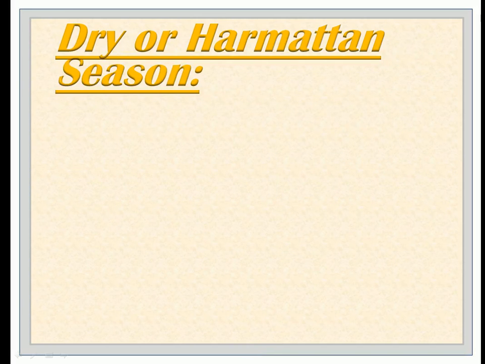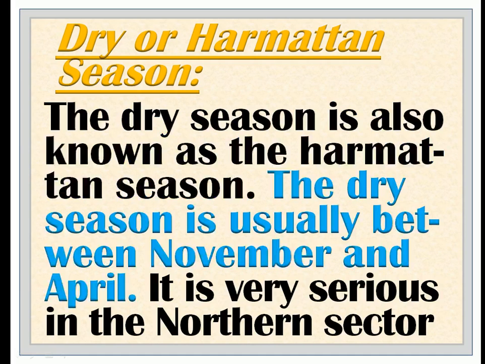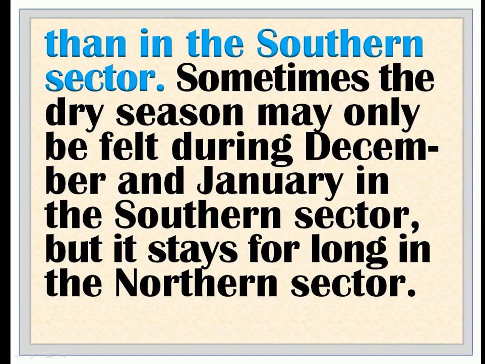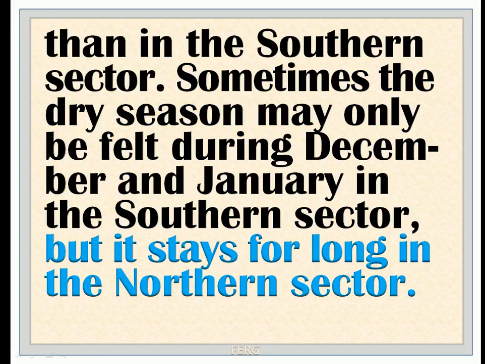Dry or harmattan season. The dry season is also known as the harmattan season. The dry season is usually between November and April. It is very serious in the northern sector than in the southern sector. Sometimes the dry season may only be felt during December and January in the southern sector, but it stays for long in the northern sector.